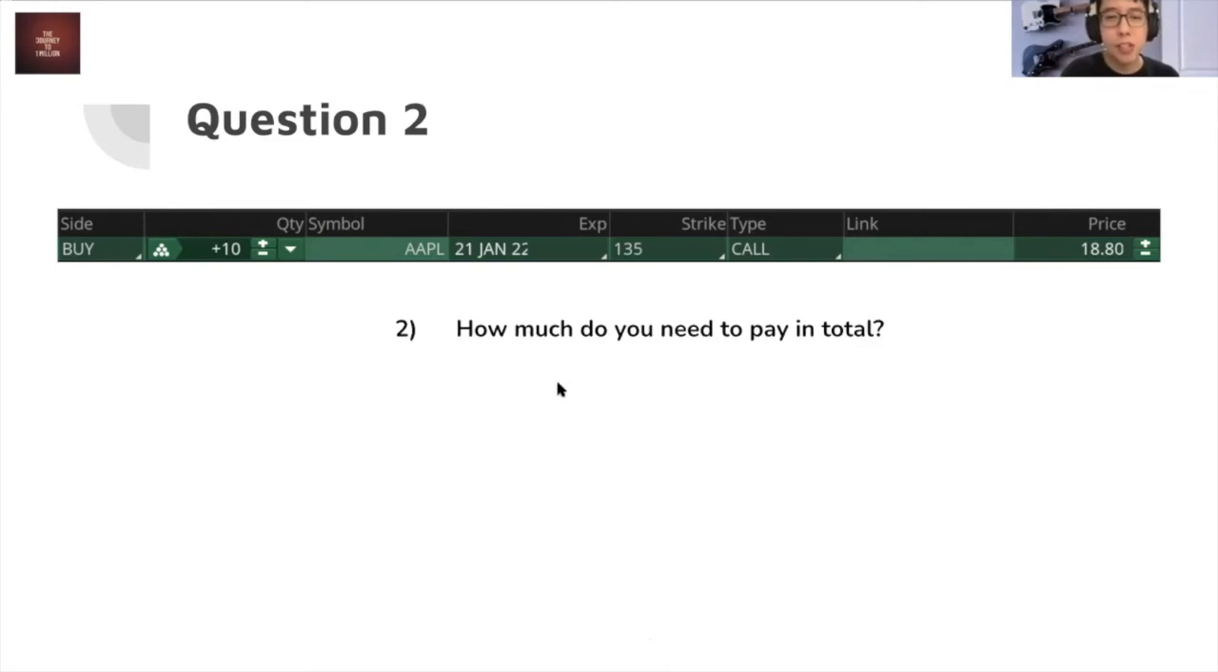So the next question is how much do you need to pay in total for this contract, for this screenshot here? That means how much premium, how much capital you need in order to execute this. But actually you do not need a calculator for this. I can give one hint here: the quantity is actually 10 contracts.